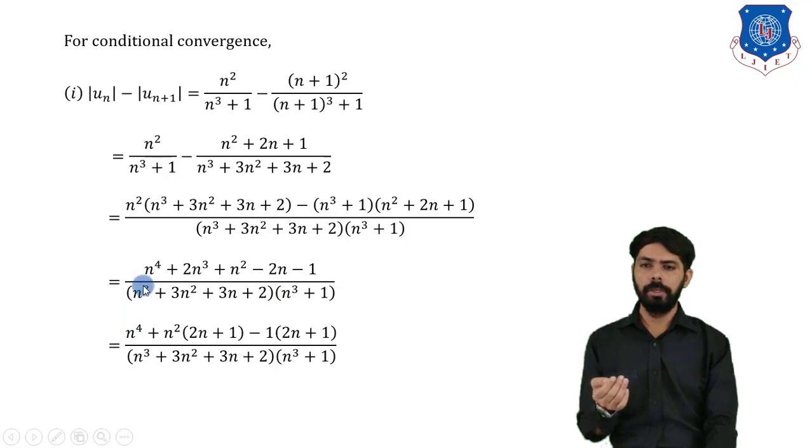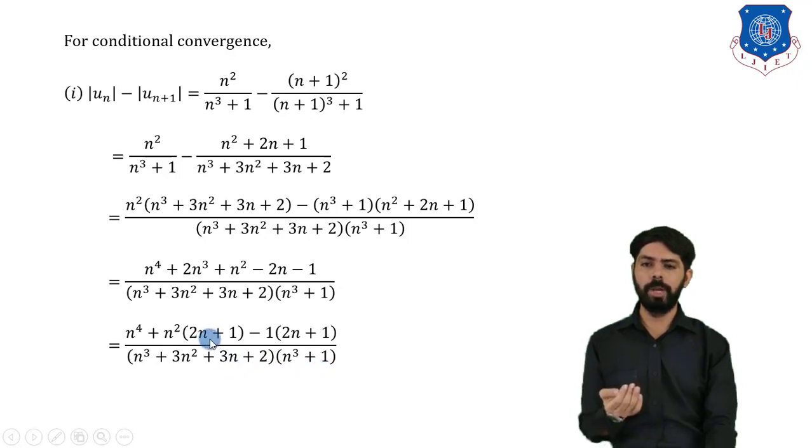So here we will take n square common from these two terms and we will take minus 1 common from these two terms. So it will be n raised to 4 plus n square into 2n plus 1, and here we will take minus 1 common, so it will be minus 1 into 2n plus 1 whole divided by n cube plus 3n square plus 3n plus 2 into n cube plus 1.